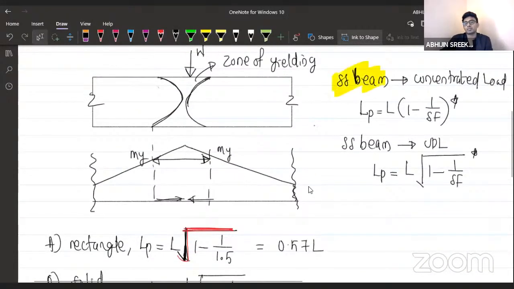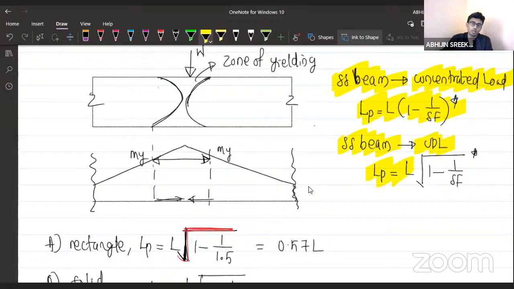Simply supported beam, concentrated load: what is the LP value? Simply supported beam, UDL: how to calculate the LP value? Remember these equations. Super important equations. Sometimes they will directly ask you these equations. Sometimes they will ask you to calculate the LP value for cross sections, for rectangular or solid circular, for triangular, for tubular sections, for I sections. All these things will be given, and you will be asked to calculate the values. Okay.